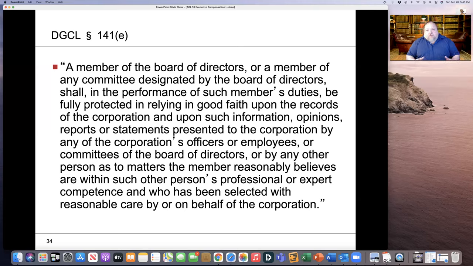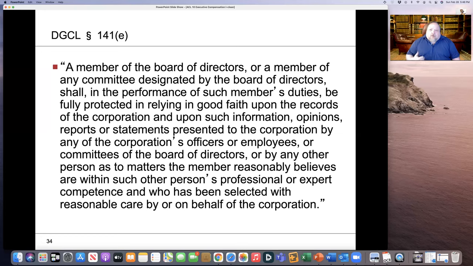And this is where the use of compensation consultants has become a critical feature of executive compensation decisions. The well-counseled board will always bring in a professional compensation consultant to advise them on how much to pay the CEO, how to structure the CEO's pay in terms of salary, stock options, restricted stock, and so on. And as long as the board does that, and as long as the board engages in a sufficient inquiry into the reasons behind the consultant's opinions, that takes care of two birds with one stone.